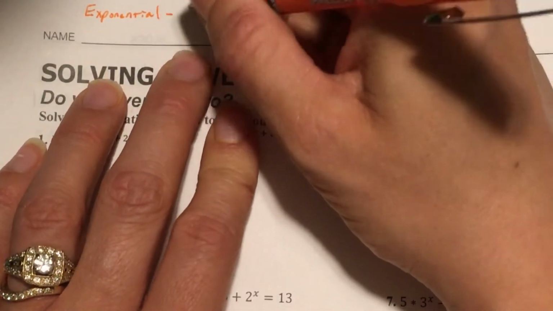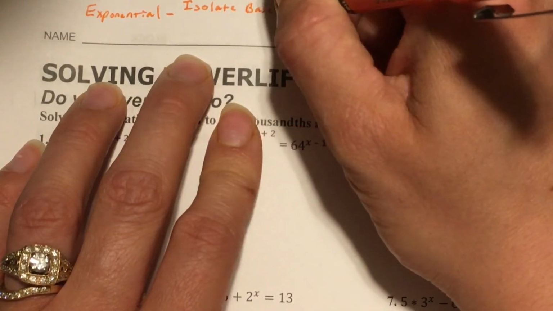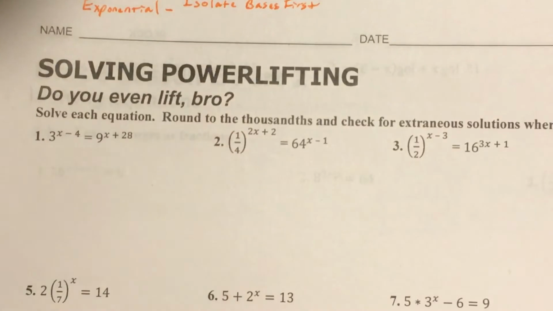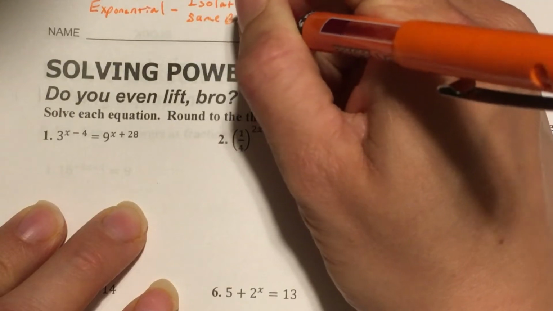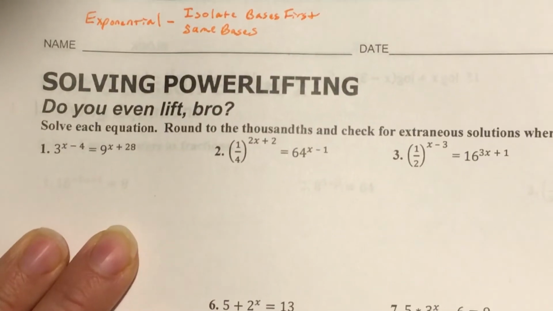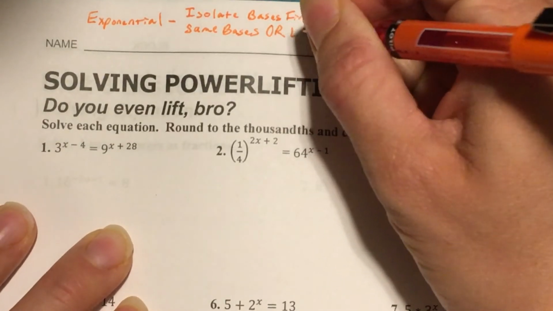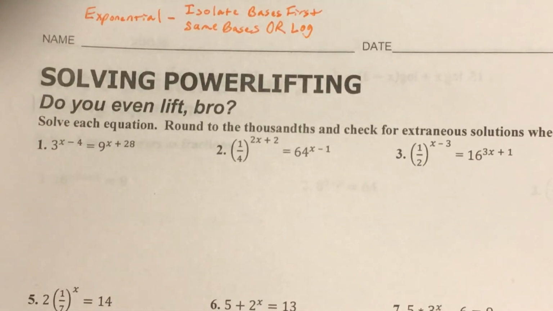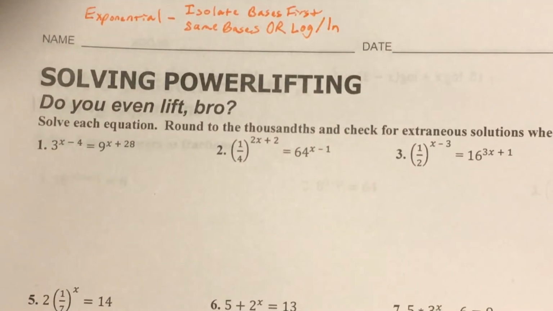To solve an exponential equation, our first step is always going to be isolating the bases first. Then our goal is to try to get the same bases so that we can set the powers equal to each other. Or if we can't get the same bases, then we are going to use logging as an operation and log both sides. And you can either use log or natural log, so common log base 10, or natural log, which is log base e, depending on what bases you have involved in your exponential equation.